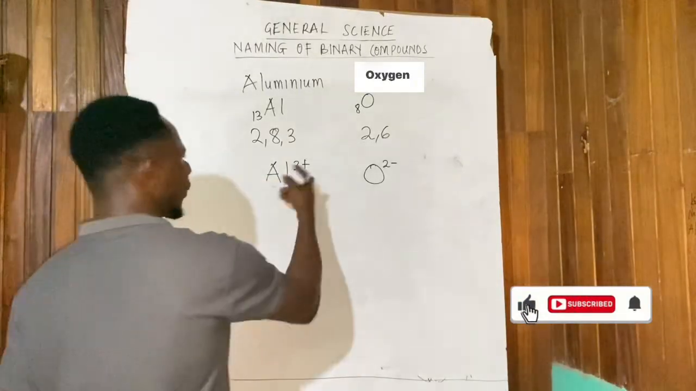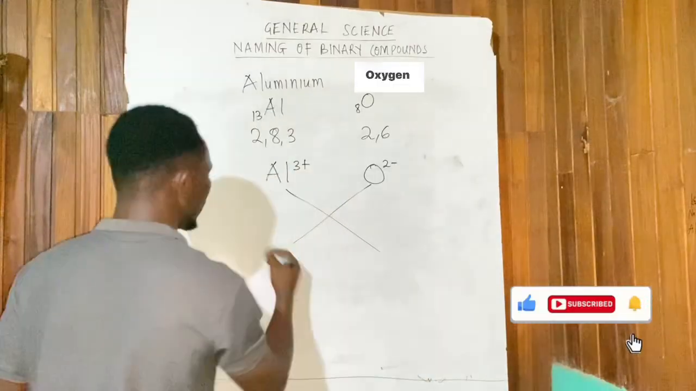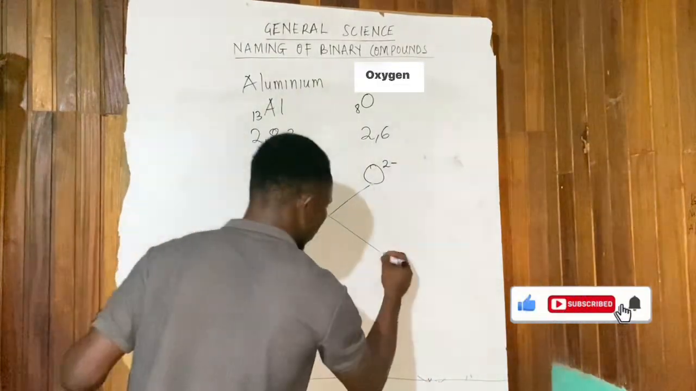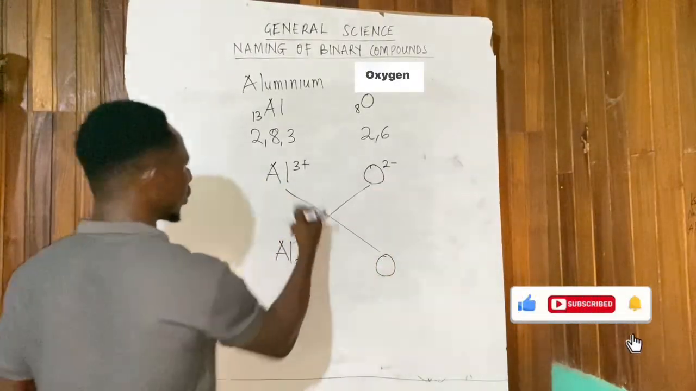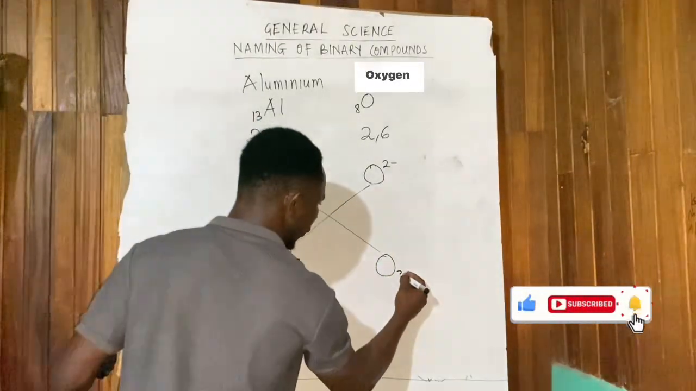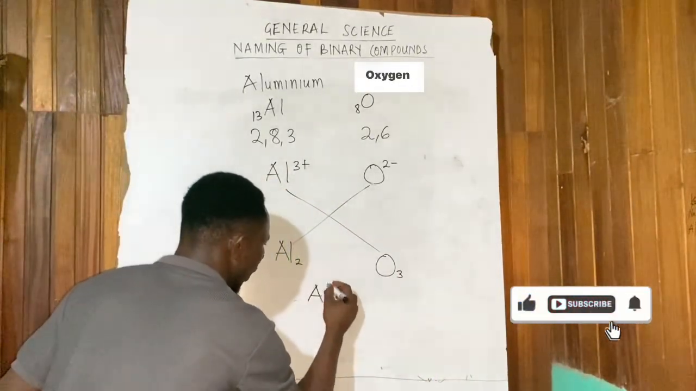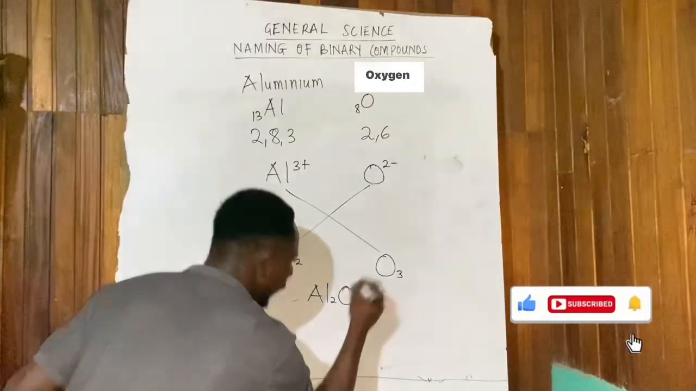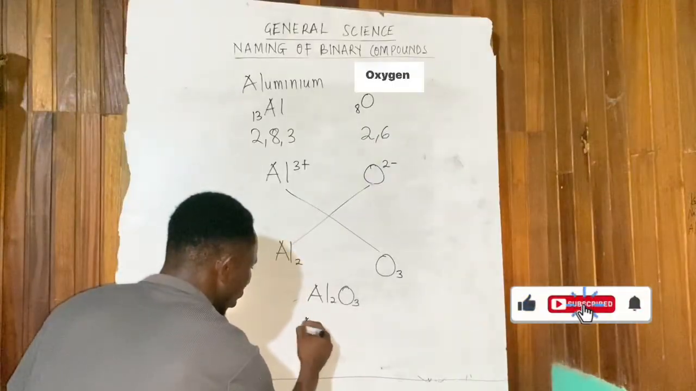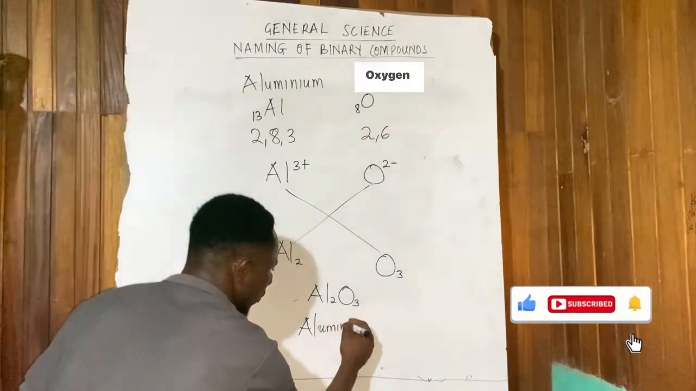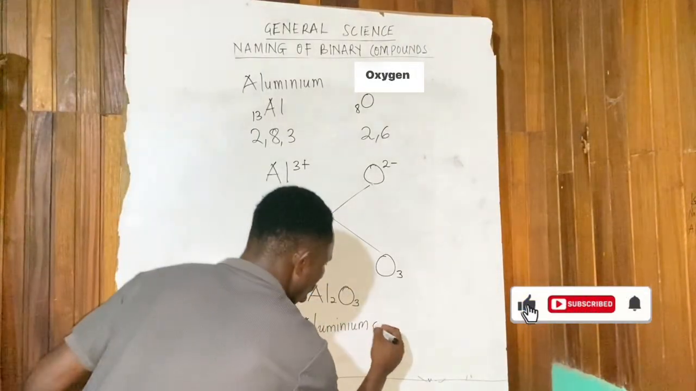Valency of aluminium 3, valency of oxygen 2, we do exchange of valency. Aluminium here, oxygen down. Now, oxygen 2, aluminium 3. Are you getting it? So we are now going to get Al2O3. We name the metals first. Aluminium, oxygen will change to oxide.